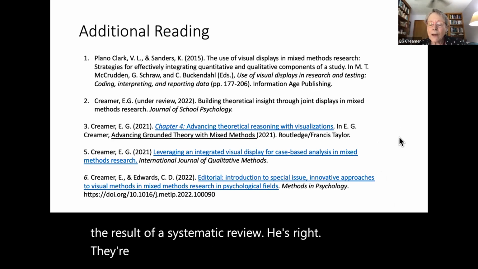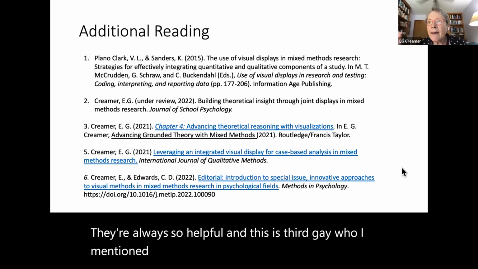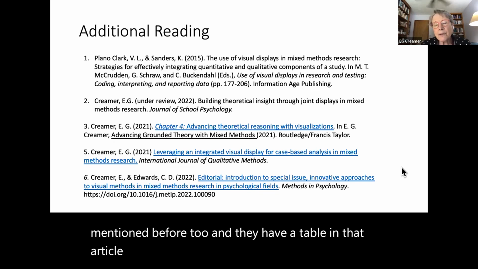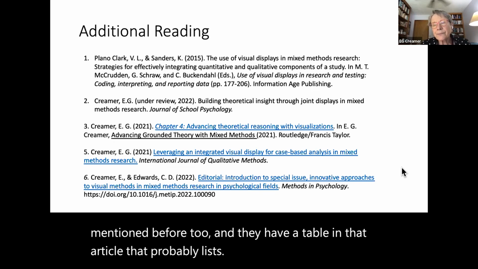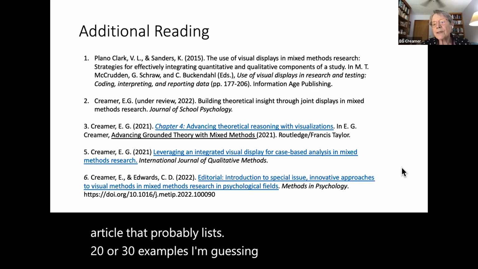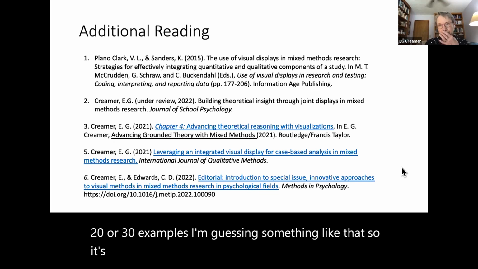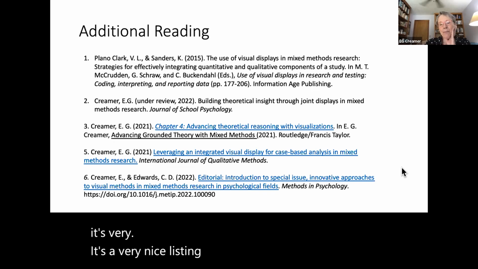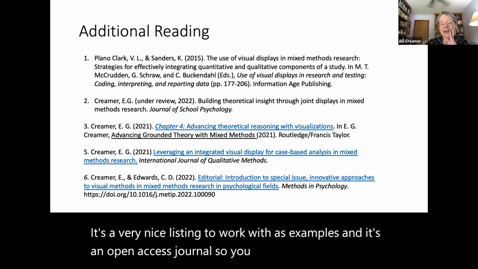And this is Sergey, who I mentioned before too. They have a table in that article that probably lists 20 or 30 examples, I'm guessing, something like that. So it's a very nice listing to work with as examples, and it's an open access journal, so you can readily get the site.